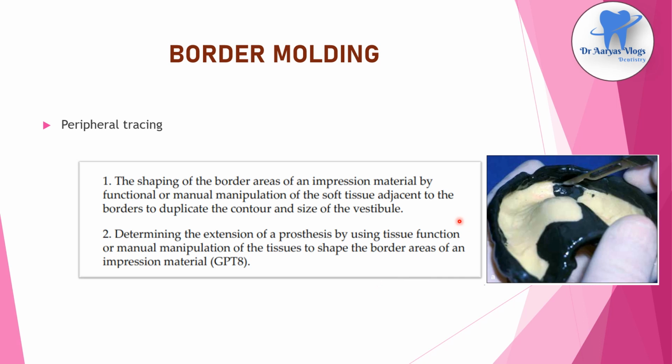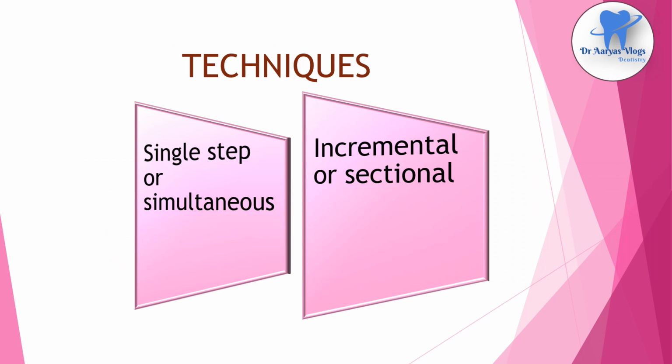So border molding we will discuss in detail in my lecture. And the main purpose of this border molding is to create a peripheral seal. So it's also known as peripheral tracing. And it can be performed using two techniques. First one is the single step or simultaneous border molding, and second one is the incremental or sectional border molding.